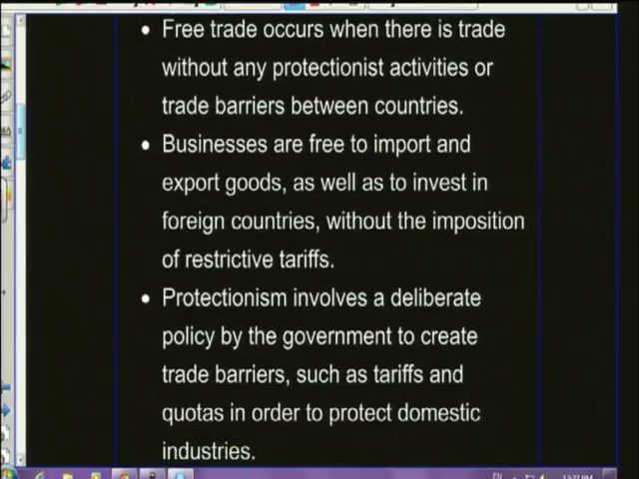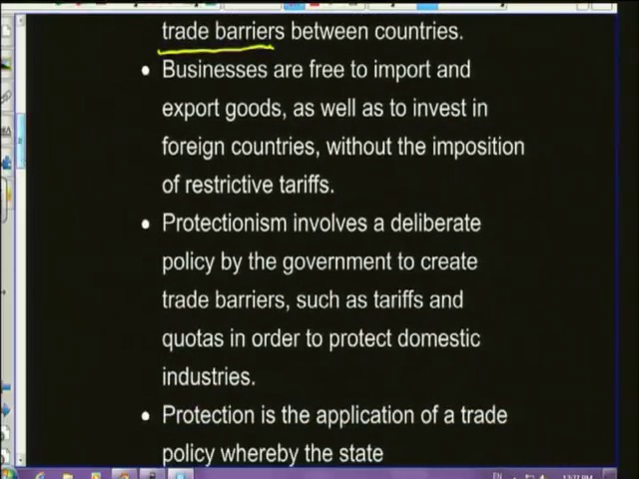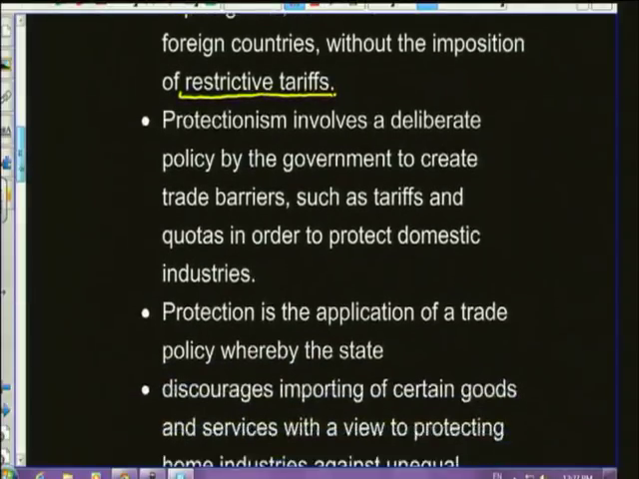Free trade occurs when there is trade without any protectionist activities or trade barriers between countries. So you have mentioned that there is no interference by the government on trade between the countries. Or you could say businesses are free to import and export goods as well as to invest in foreign countries without the imposition of restrictive tariffs. That's another way in which you restrict trade, through making use of tariffs.